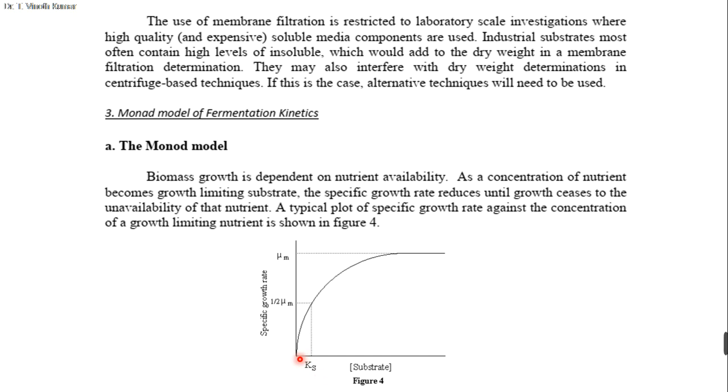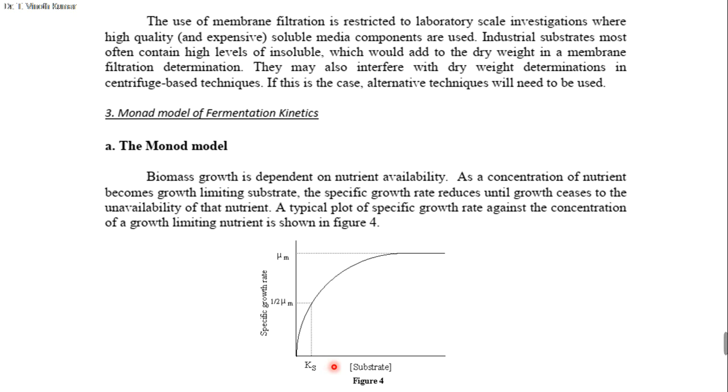This is the same thing as when we calculate the Km value in enzyme kinetics by using the Michaelis-Menten graph. In the Michaelis-Menten graph, we plot the values of substrate concentration, and instead of the specific growth rate, we place V0, the initial velocity. Similarly, this is V max and this is half V max, and the corresponding value of the substrate is called Km. That is the way we calculate the Km value from the Michaelis-Menten graph in enzyme kinetics.